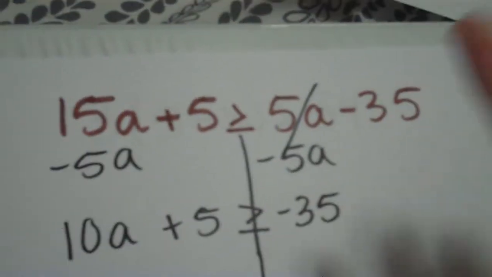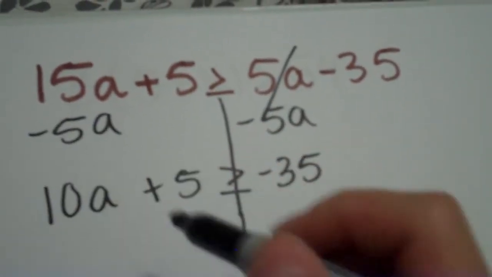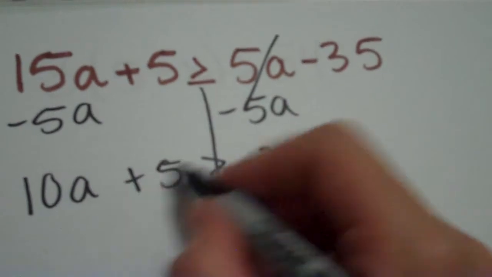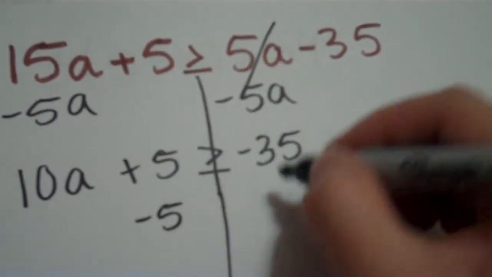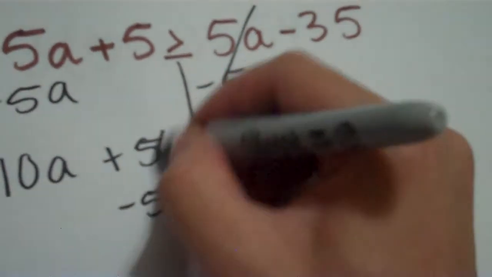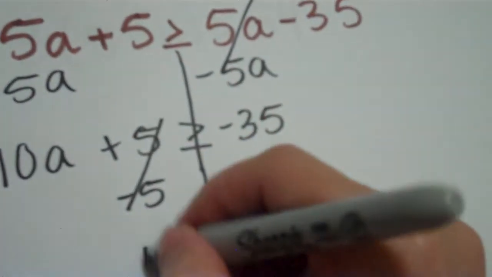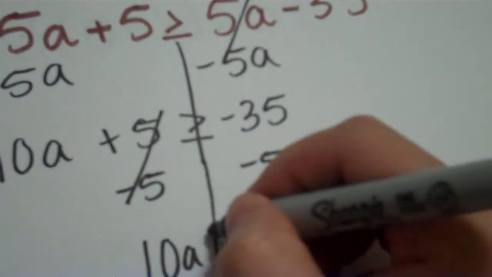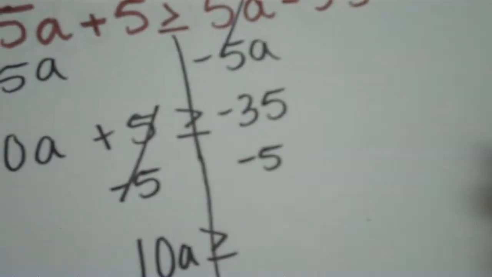Okay, so nothing's different. Your 10A, 10's your best friend. I'm going to kick out the 5. The opposite of adding 5 is subtracting 5. Okay, and 10A comes down. Same symbol comes down. Negative 35 minus 5 is negative 40, if you can read that. Okay, or not negative 40. Oh yeah, negative 40. Sorry.